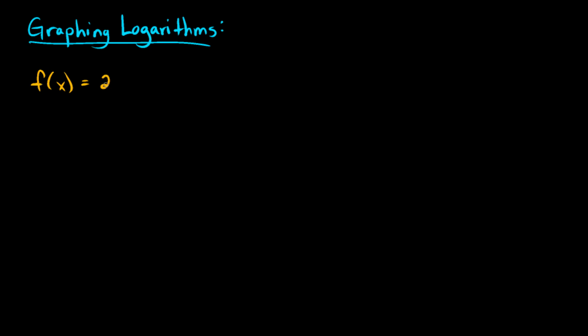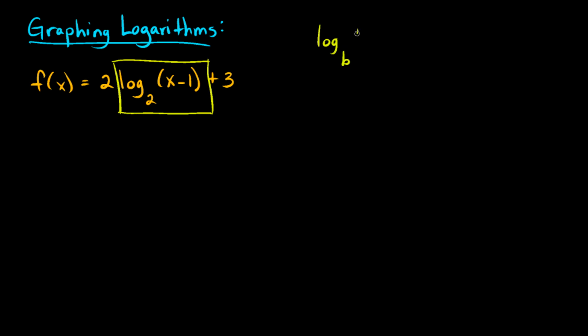a particular function. Let's say if we had y, or f of x equals 2 log base 2 of x minus 1 plus 3. Looks confusing. It looks pretty daunting at first. So what are we going to do with this? Well, the first thing that you should look at and focus in on is this area here. That area represents the log base b of n. The log base b is going to be 2 in that case, and n is going to be x minus 1.